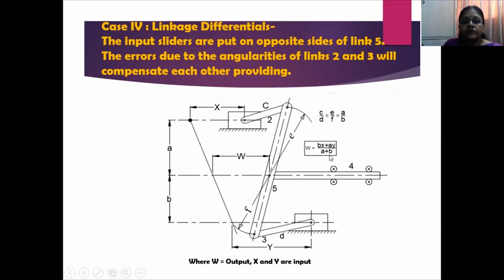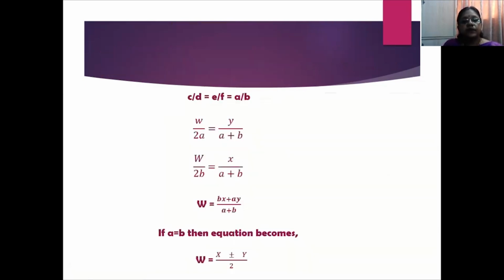Then if A is equal to B, then your W becomes (X plus Y) by 2. So this is how you can go for the calculation of your output value in this particular mechanism.